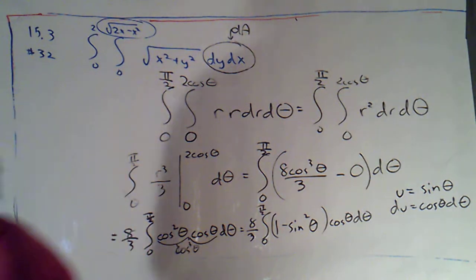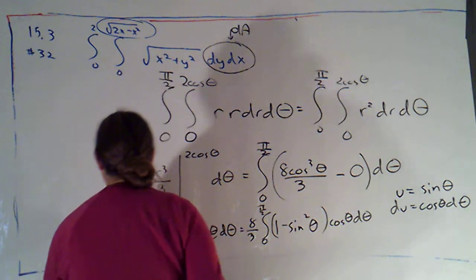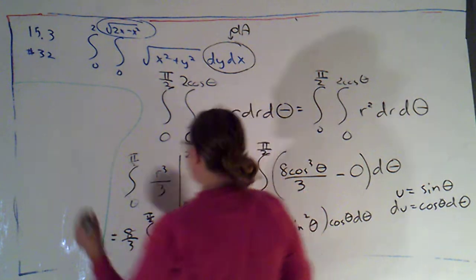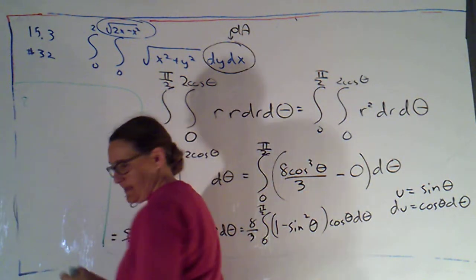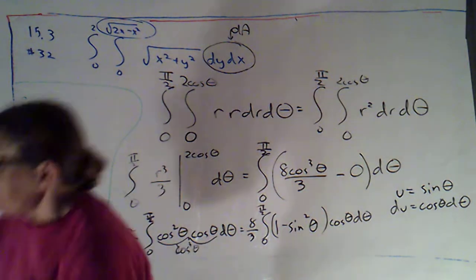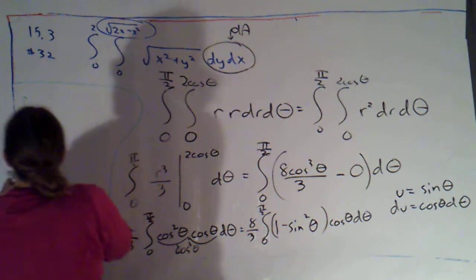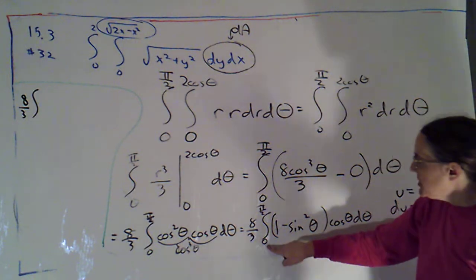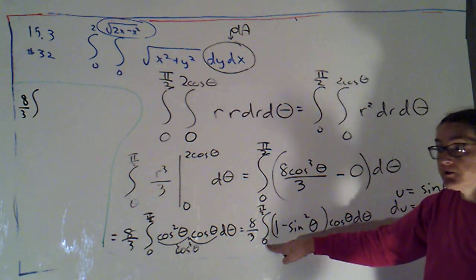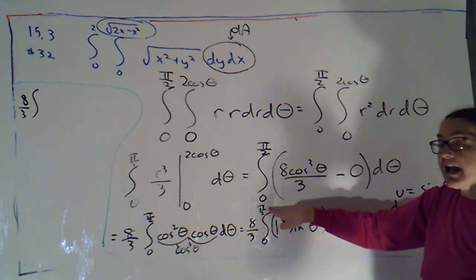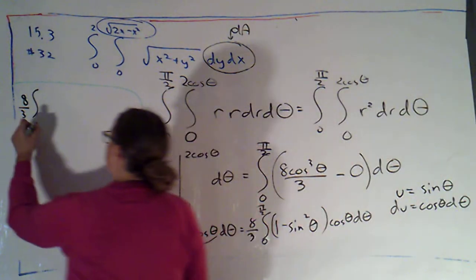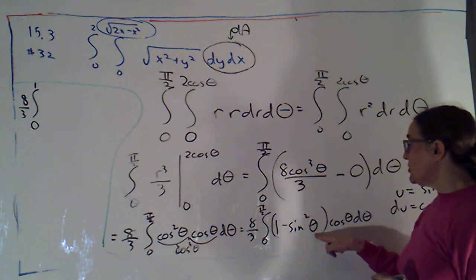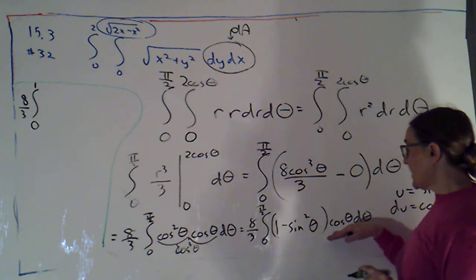I think that's going to give me enough space to finish this one up. So just working in this section of the board to finish this up. If I do that u substitution, I'm going to have 8/3 the integral from the u value at 0 is sine of 0, that's still 0. Sine of pi over 2 is 1. So I'm going from 0 to 1. And then this becomes 1 minus u squared, and this is just my du.